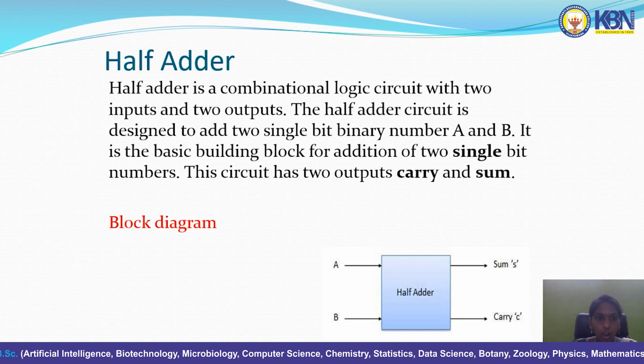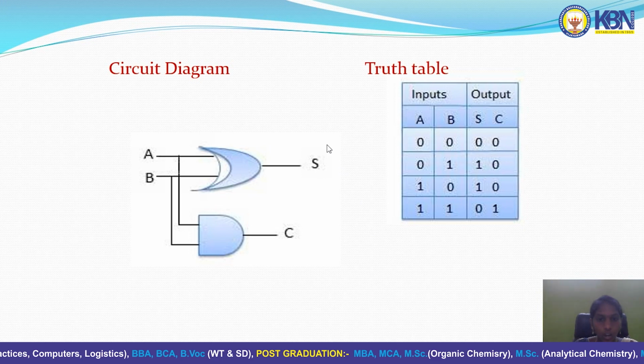The first one is the half adder. A half adder is a combinational logic circuit with two inputs and two outputs. The half adder circuit is designed to add two single-bit binary numbers, A and B. It is the basic building block for addition of two single-bit numbers. This circuit has two outputs, carry and sum, and the inputs are A and B.